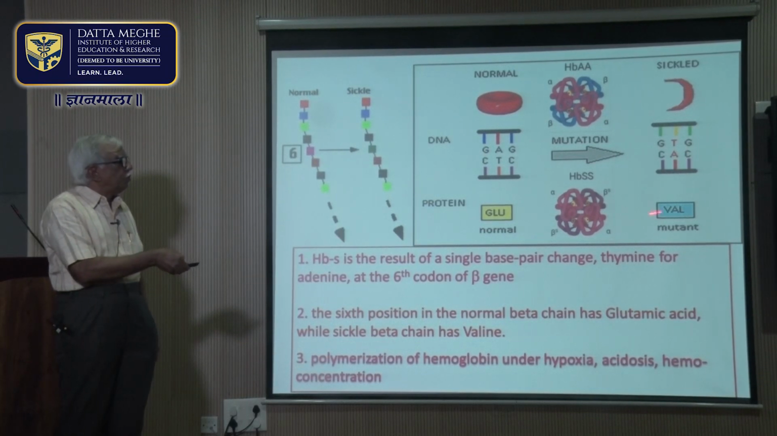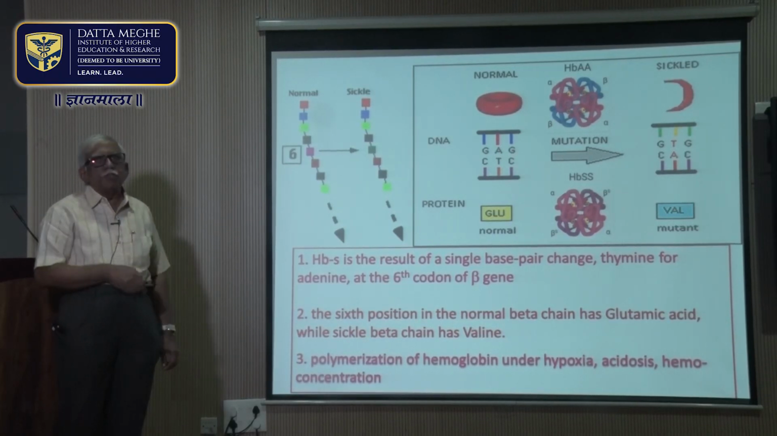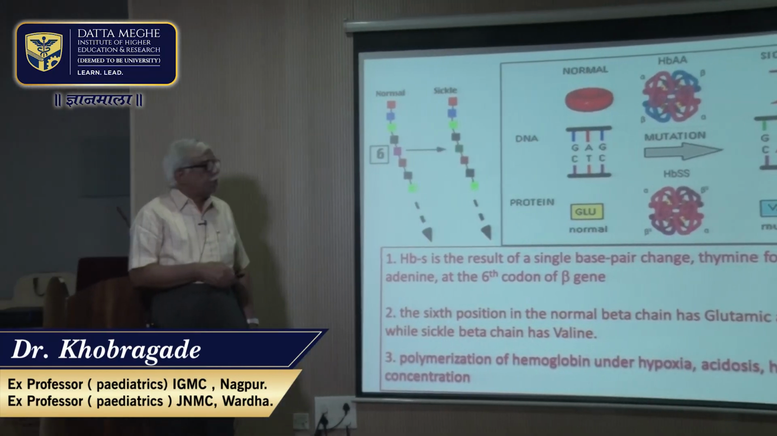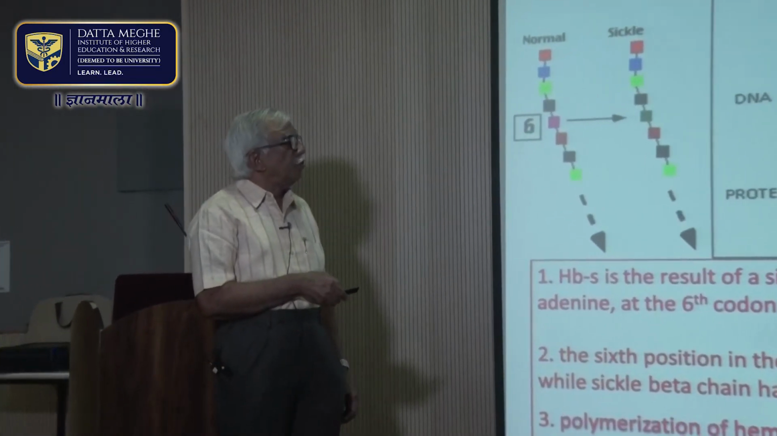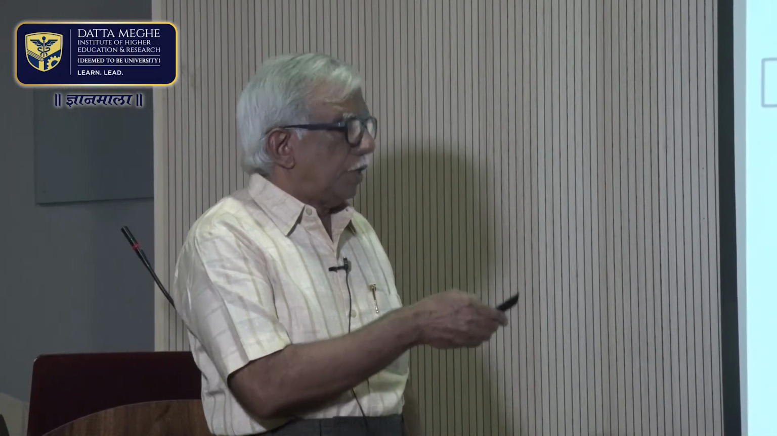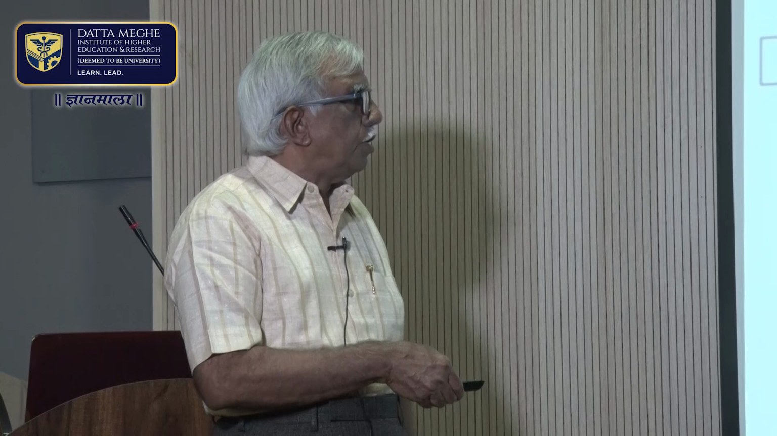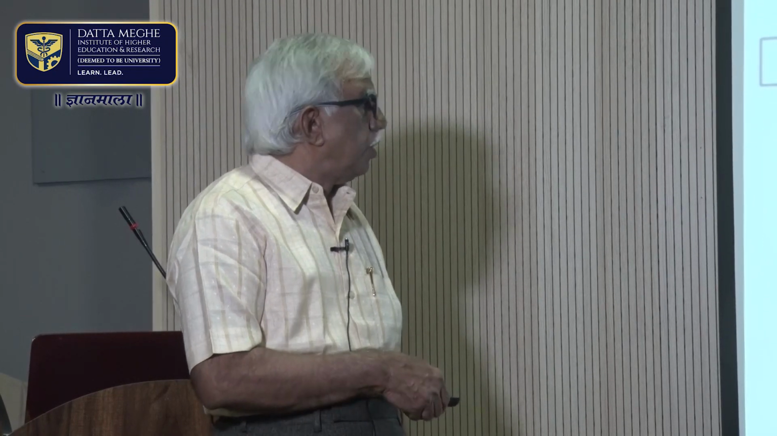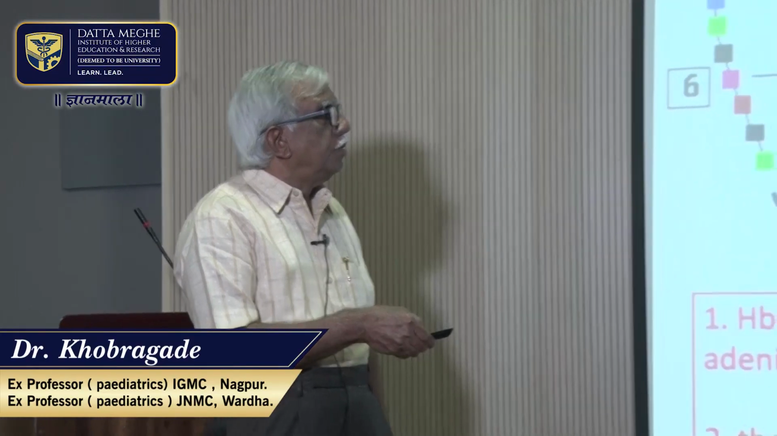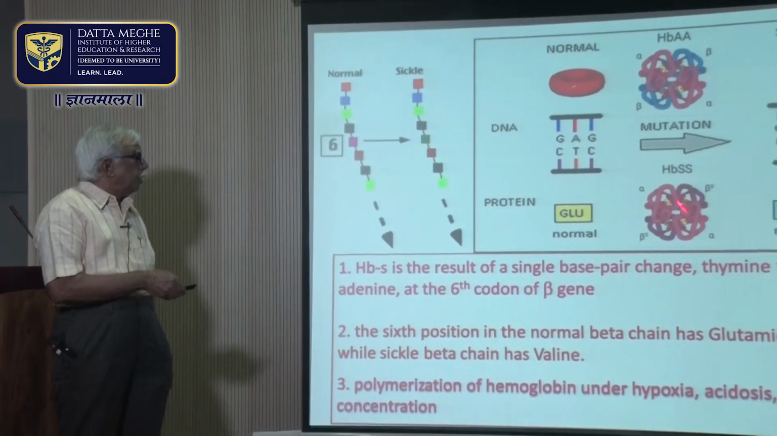So, this replacement gives rise to a mutation in the amino acid, and normally there should be glutamic acid. This is being replaced by valine. So, you get a sickle hemoglobin. Now, this presence of valine as an amino acid in this particular hemoglobin gives rise to a precipitation of these polypeptide chains, and these polypeptide chains get stacked together to form these sickle cells. So, hemoglobin S is the result of a single base pair change, thymine for adenine. So, thymine is replacing adenine. This type of mutation gives rise to a sickle hemoglobin.